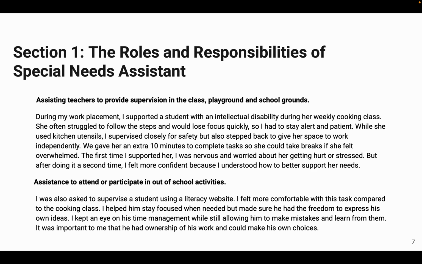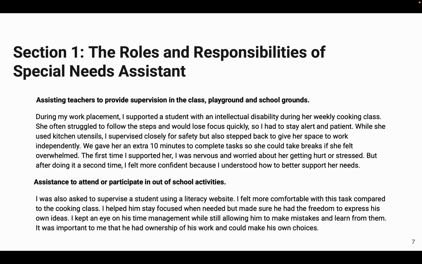The first time I supported this student, I was nervous and worried about her getting hurt or stressed, but after doing it the second time, I felt more confident because I understood how to better support her needs. Assistance to attend or participate in out-of-school activities.